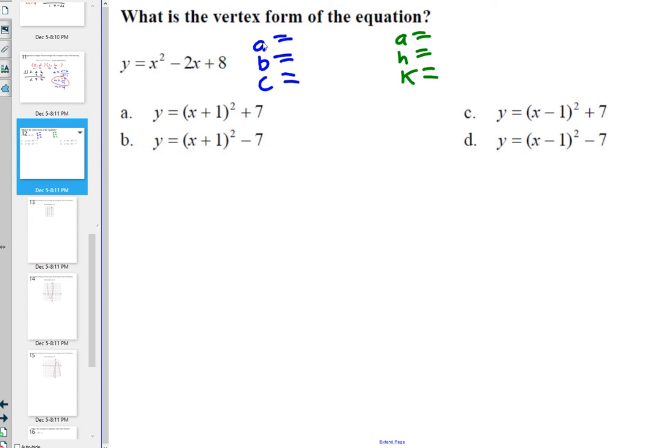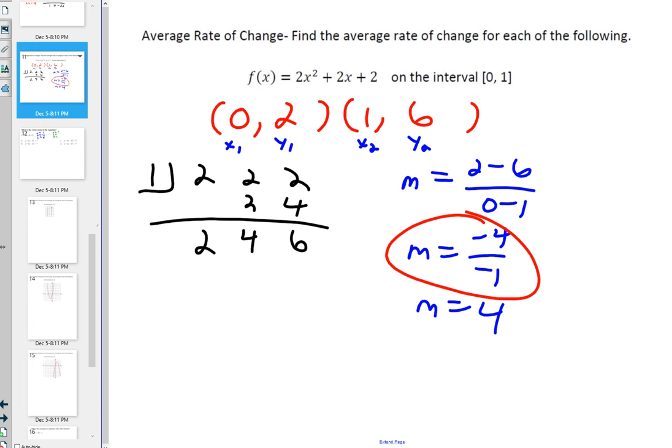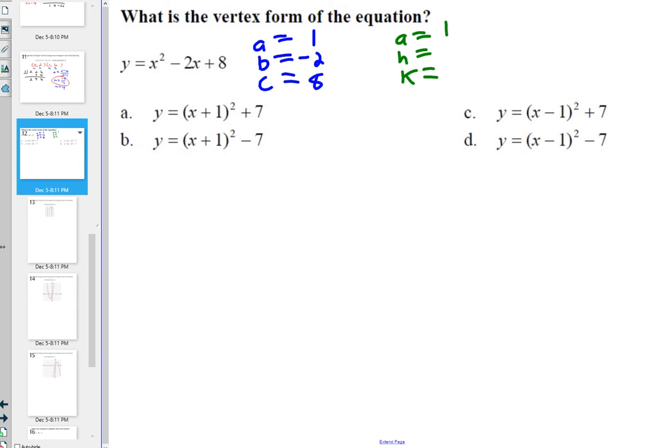What's A here? A is not B. What's A? 1, negative 2, and 8, which means that A carries over. It's just whatever A is. Is A always 1? It depends on what's in front of the square. It's very common to be 1, but it's not always 1.